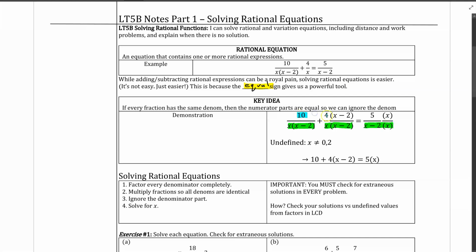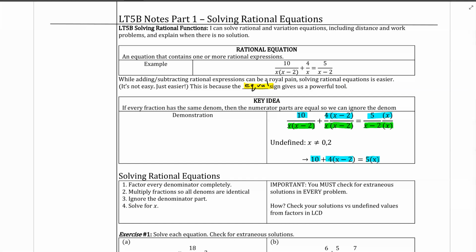because the green part in each fraction is identical, we can essentially ignore the denominator and only look at the numerator portions. So in the work that you're seeing, I pretend like the green part isn't there, and I just take the blue parts, and then we would solve for x.